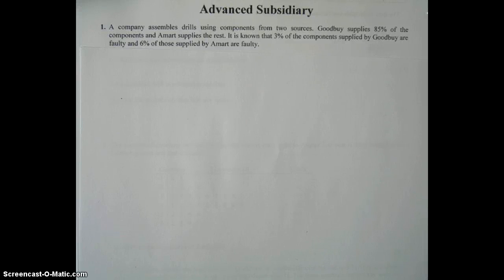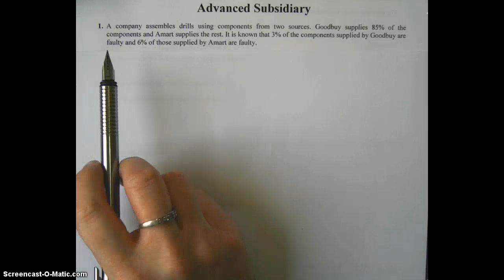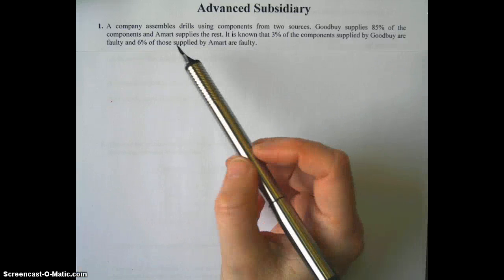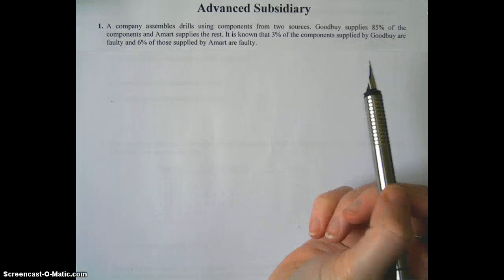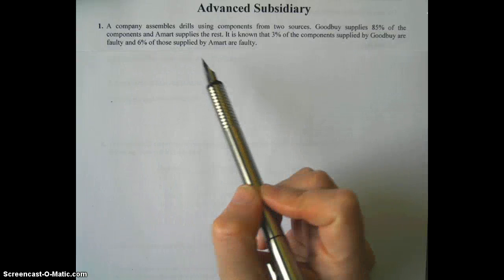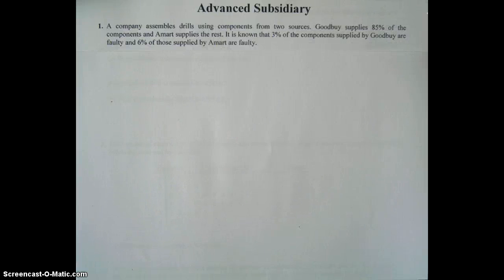Okay, so these are the solutions to the worksheet from S1. Question 1 is about a company assembling drills, and the company uses components from two different sources. Goodbye supplies 85% of the components and Amart the rest. 3% of the components from Goodbye are faulty, 6% from Amart are faulty. Represent this on a tree diagram.